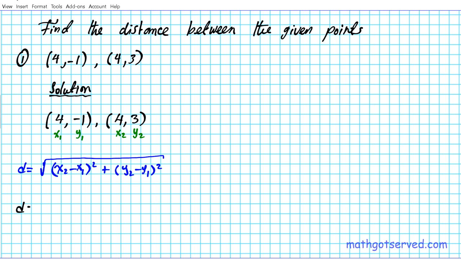So distance d is going to be the square root of x2, which is 4, minus x1, 4, squared, plus y2, 3, minus y1. You notice y1 is negative, so when substituting negative values, you want to use parentheses to avoid making sign errors. So you square root that, and that's going to give us the square root of, now you notice 4 minus 4 is 0, 0 squared.